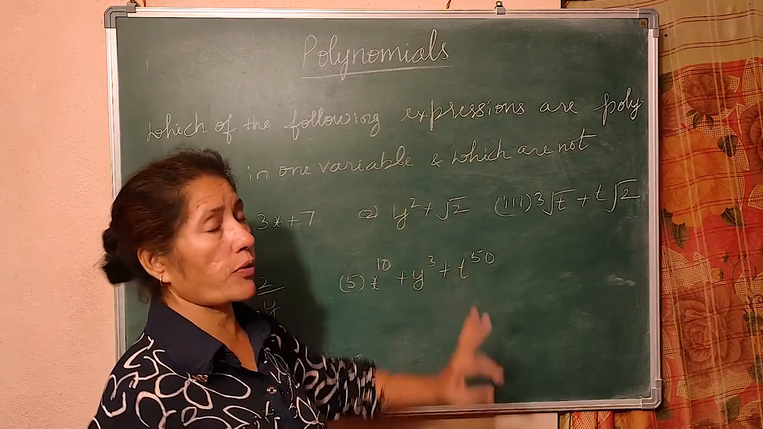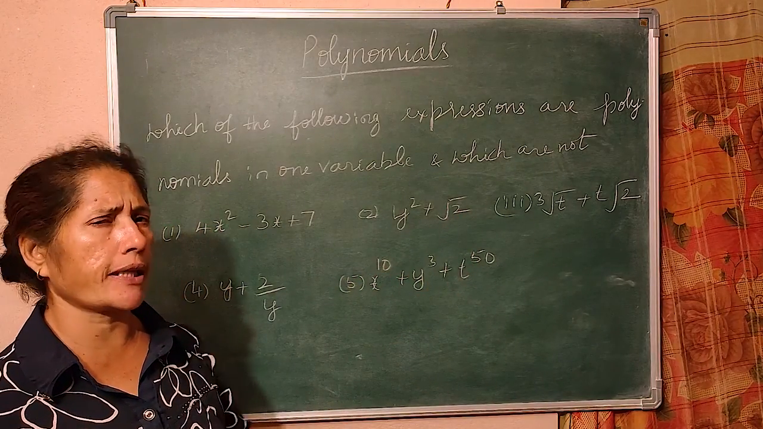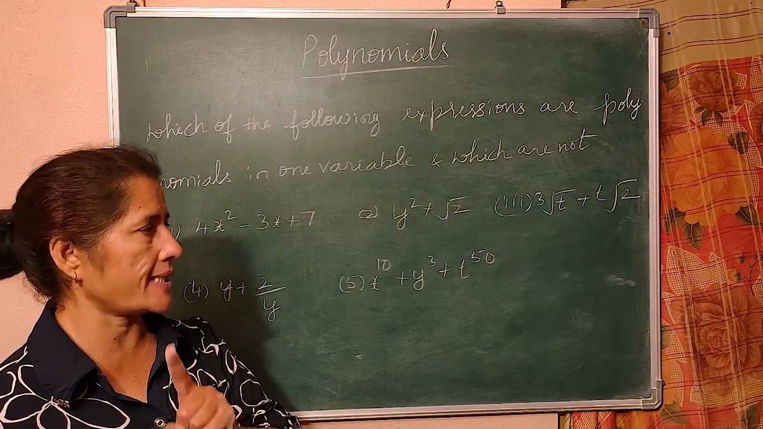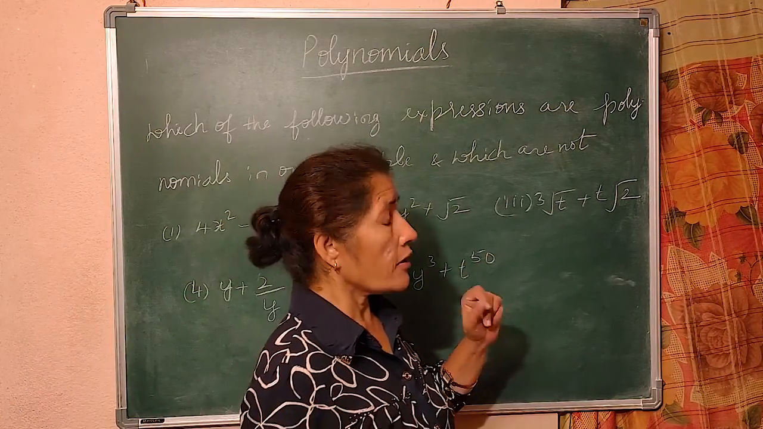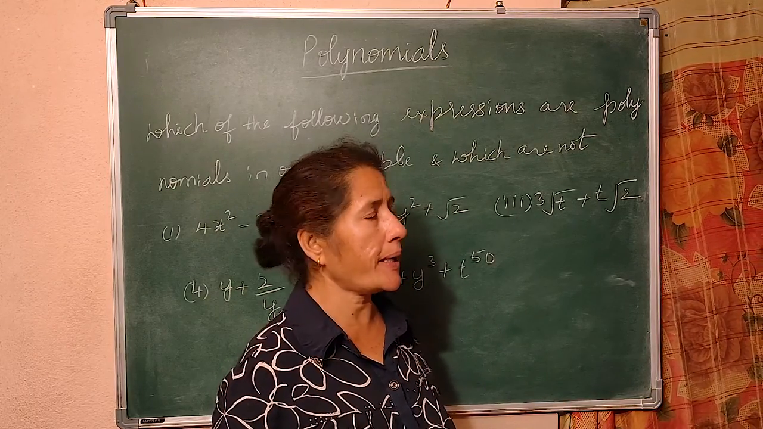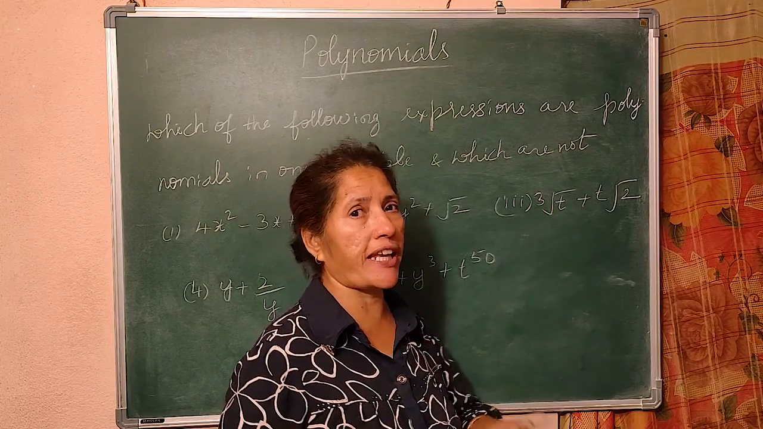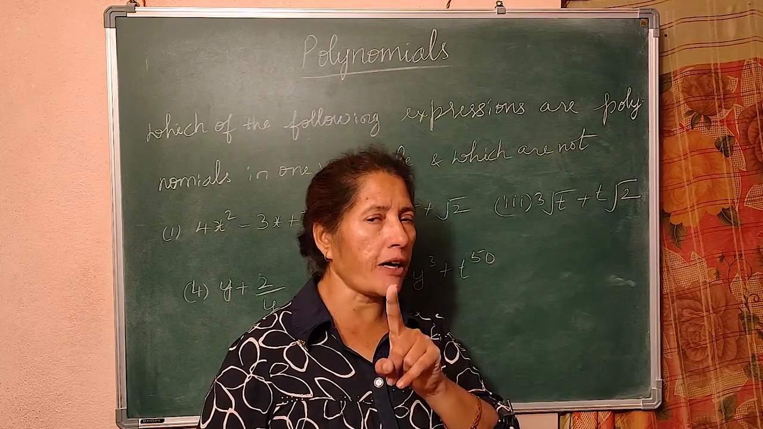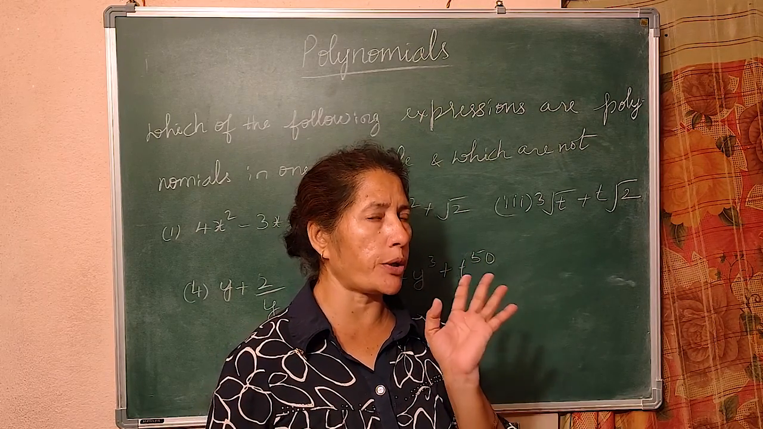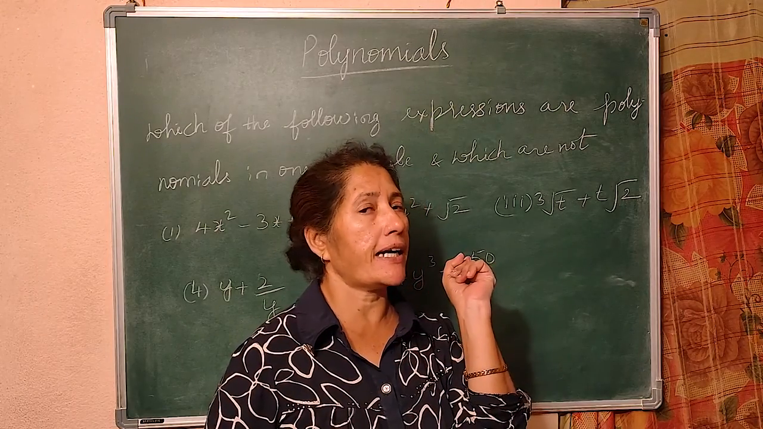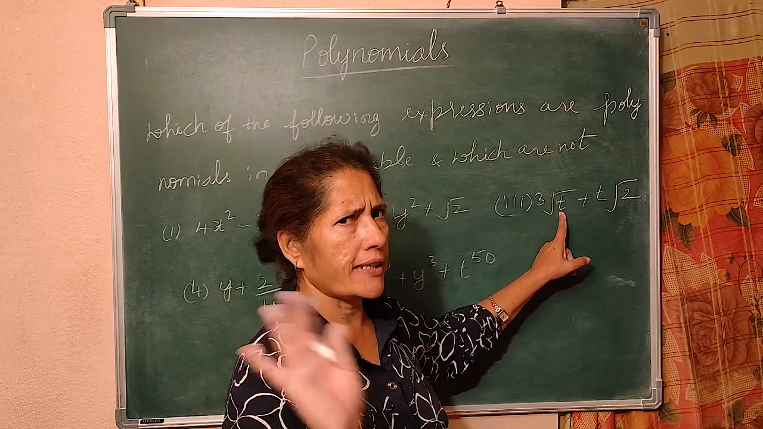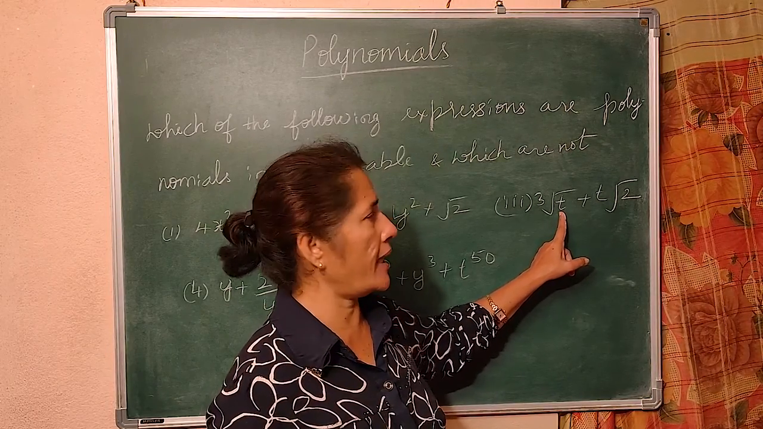Y square plus square root of 2. How many variables are there? Only one. So is it a polynomial with one variable? Yes. What about this? First of all, my question, is it a polynomial? I say no. Why? 3 square root of t. I said the power of the variable should be only the whole number 0, 1, 2. It cannot be a rational number. I can write down t as t to the power of half. Then it is not a polynomial.